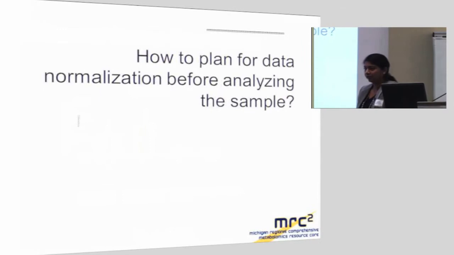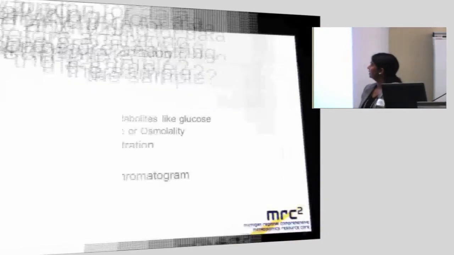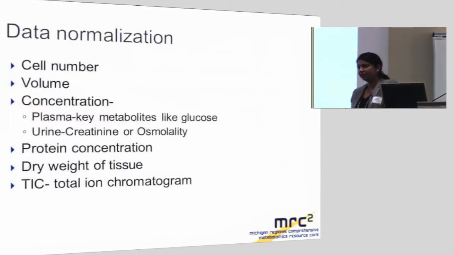Okay. Now we're going to talk about data pre-normalization, because sometimes we do the experiment, everything is done, and you go, how do we normalize this? So a little bit mention about this. Obviously, with cell experiments, we can do cell numbers. With liquids like plasma, serum, urine, you can use volume.